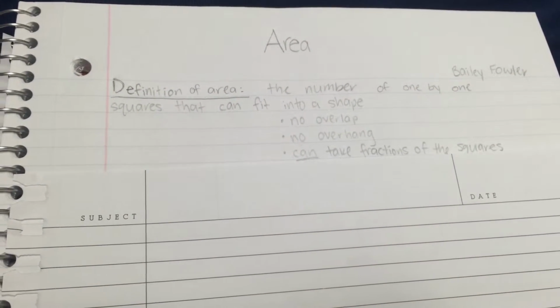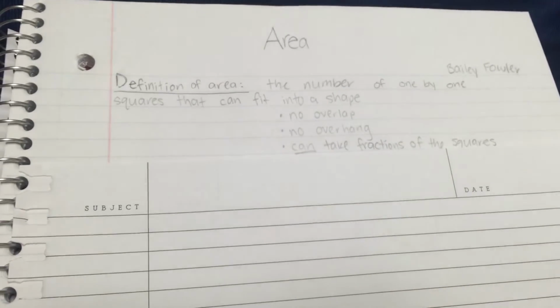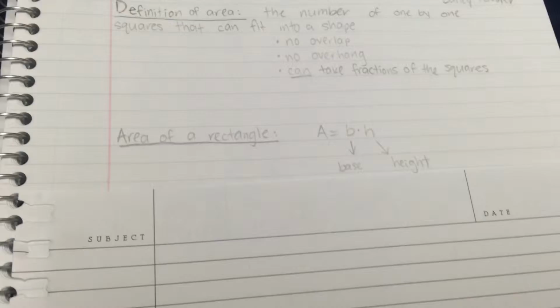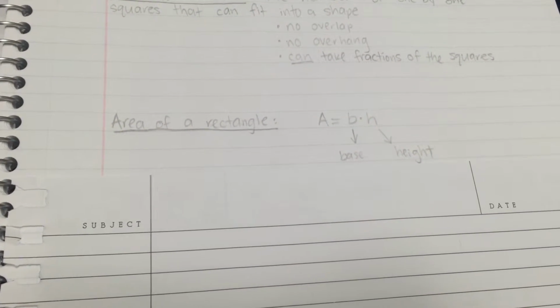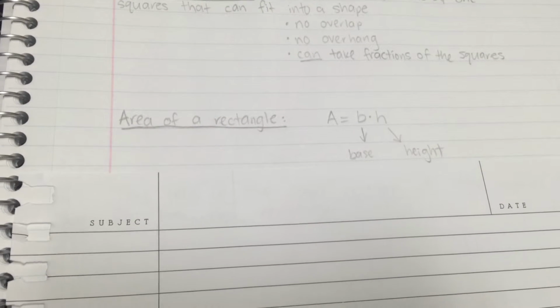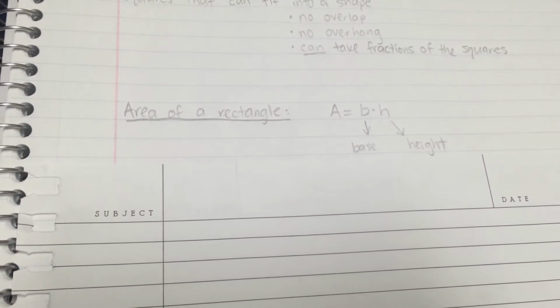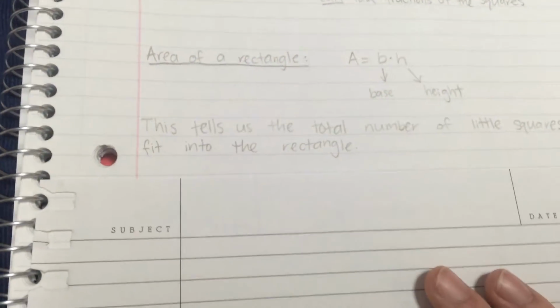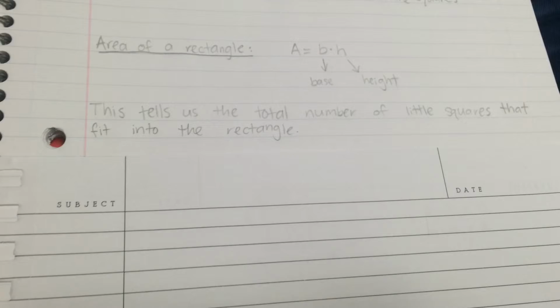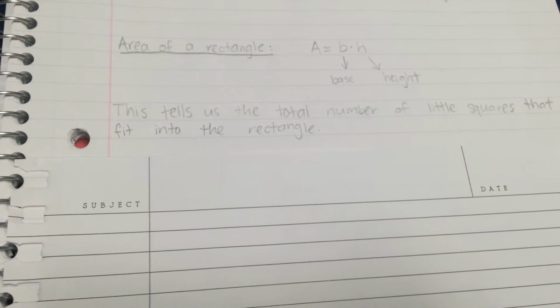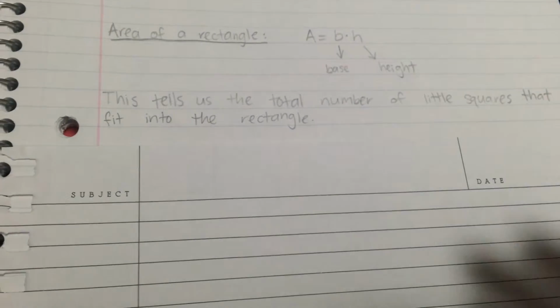So before we start measuring the area of a triangle, we need to start first with the area of a rectangle. The area of a rectangle is known as area equals base times height. So the base of the rectangle times the height of the rectangle. And the reason we do that is that this will tell us the total number of little squares that can fit into the rectangle. That is what the area is measuring.